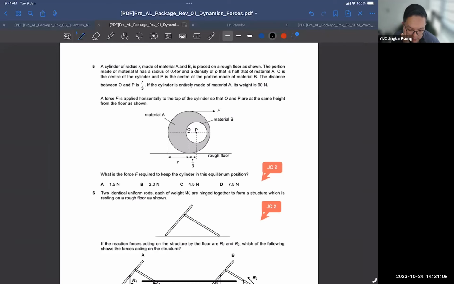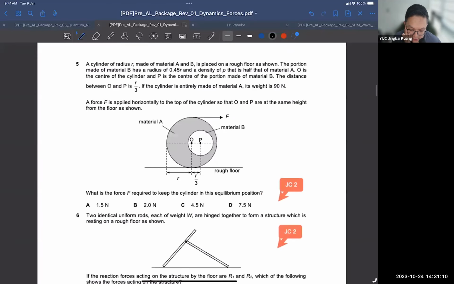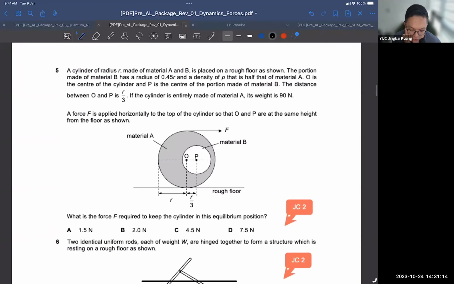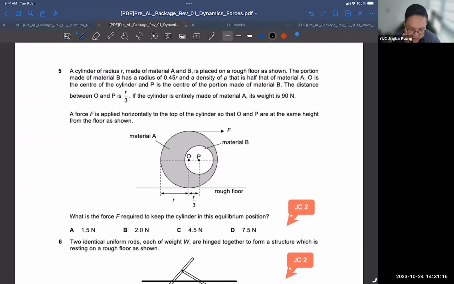Okay, let's look at 5. Cylinders made of materials A and B are placed on a rough floor as shown. The portion made of material B has a radius of 0.45 R, so the center portion here, 0.45 R, and a density that is half that of material A. O is the center of the cylinder and P is the center of material B.